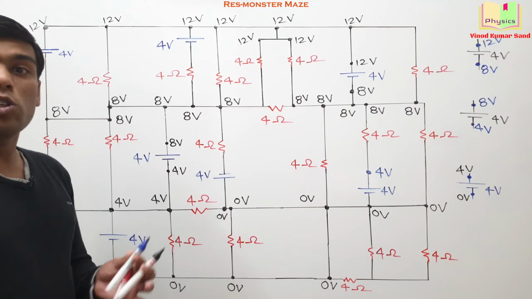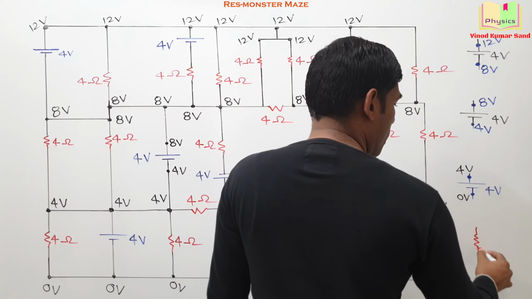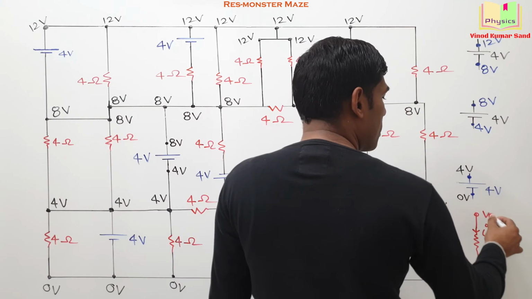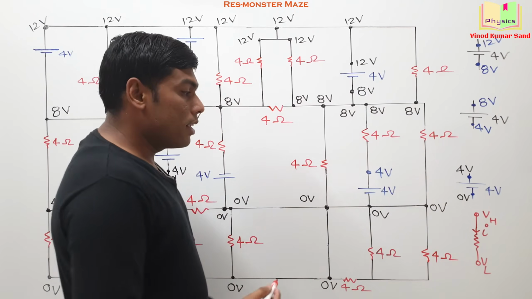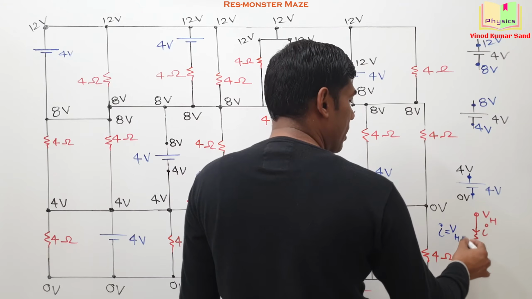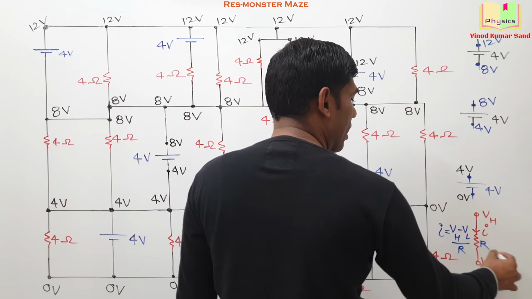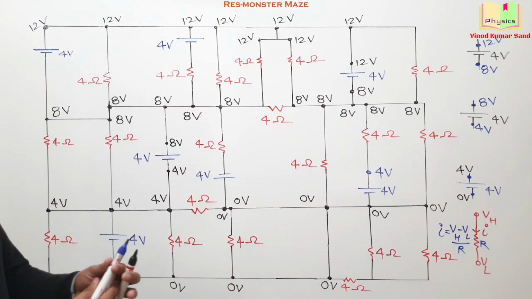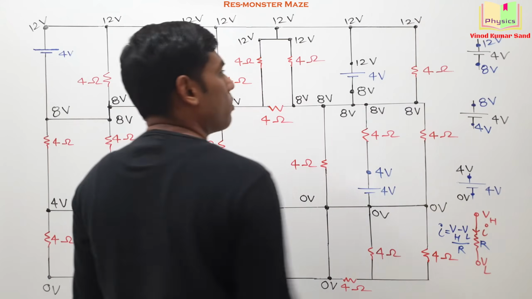As we know the potential, we can easily find the current. Suppose we have a resistor, and in this resistor we need the current. This point is at a potential VH, this point is at a potential VL. Then what will be I? I will be equal to V high minus V low divided by R, where R is the resistance. I missed the potential of this point, it should be 12 volt.